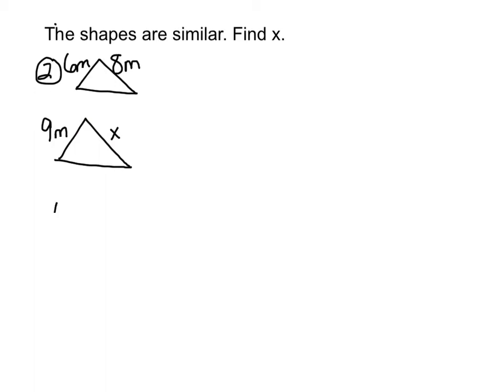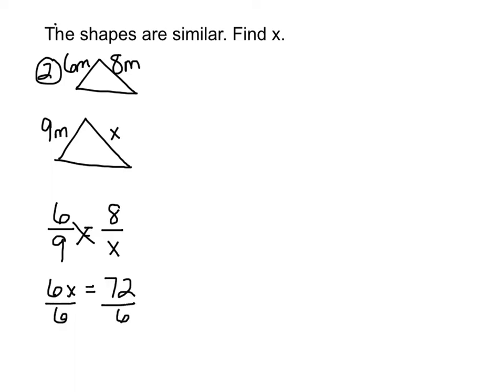So we could say 6 is corresponding to 9 and 8 is corresponding to x. Now last year in 6th grade, 6th and 7th grade, you learned how to solve proportions. We cross multiply. 6 times x is 6x. 9 times 8 is 72. Divide both sides by 6, and you get a value of 12 meters. So the side length, which is x, is 12 meters.